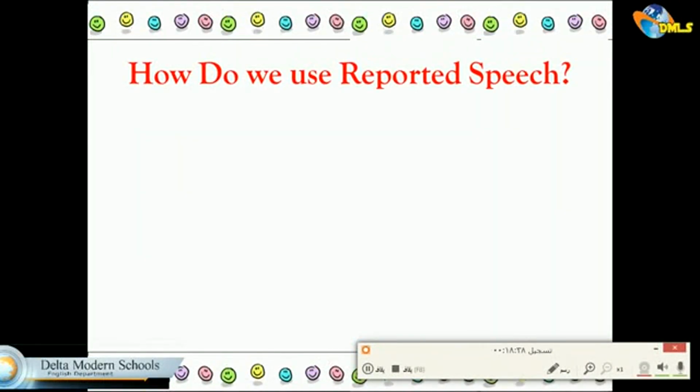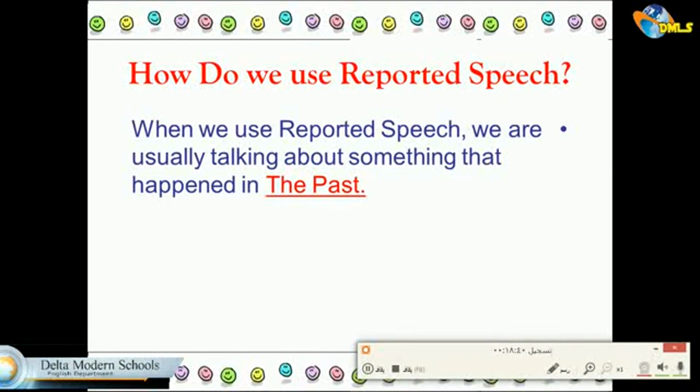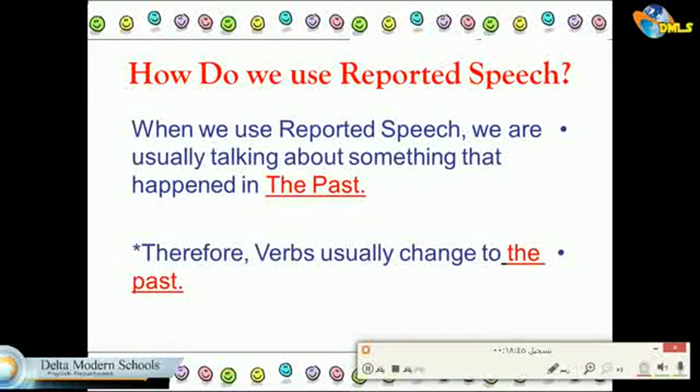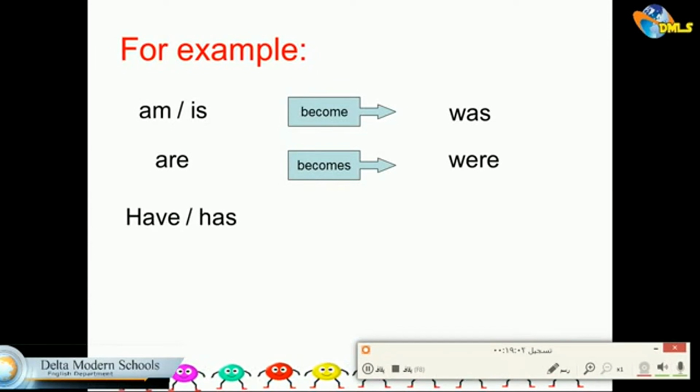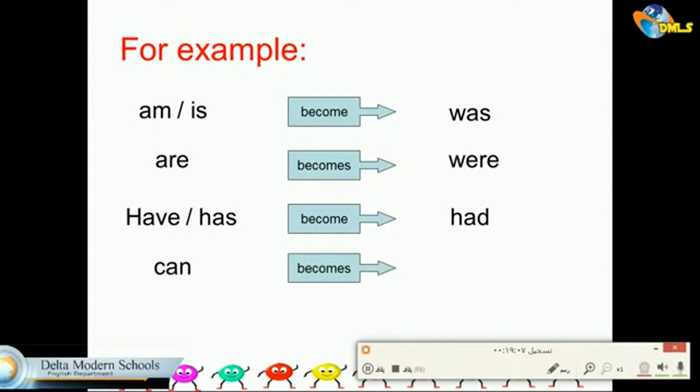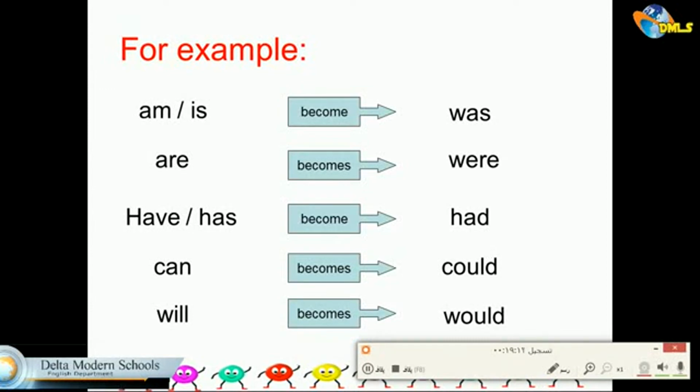Now, how do we use reported speech? When we use reported speech, we are usually talking about something that happened in the past. So, you have to change verbs to the past. And of course, here we have an example. Am, is will be was, and are will be were. Have and has will be had. Can will be could, and will will be would. Excellent.